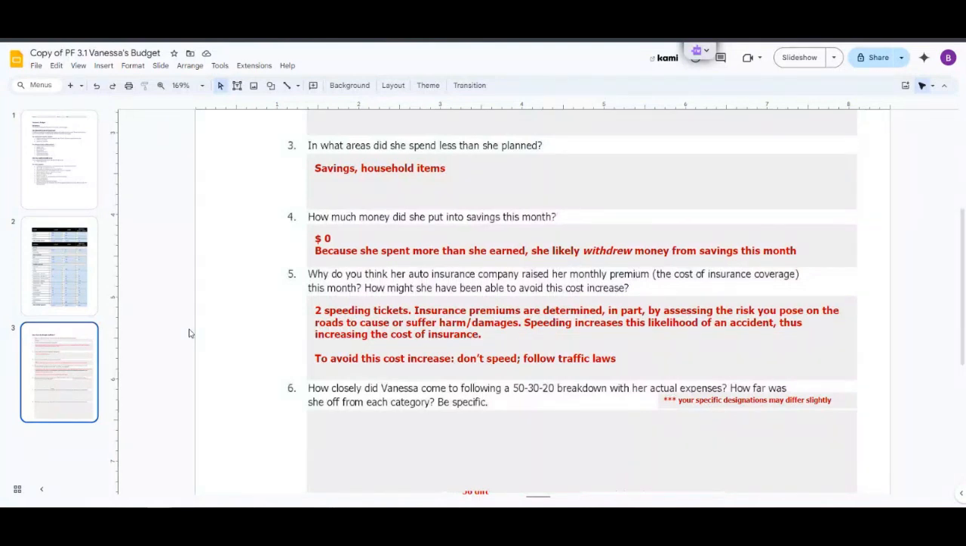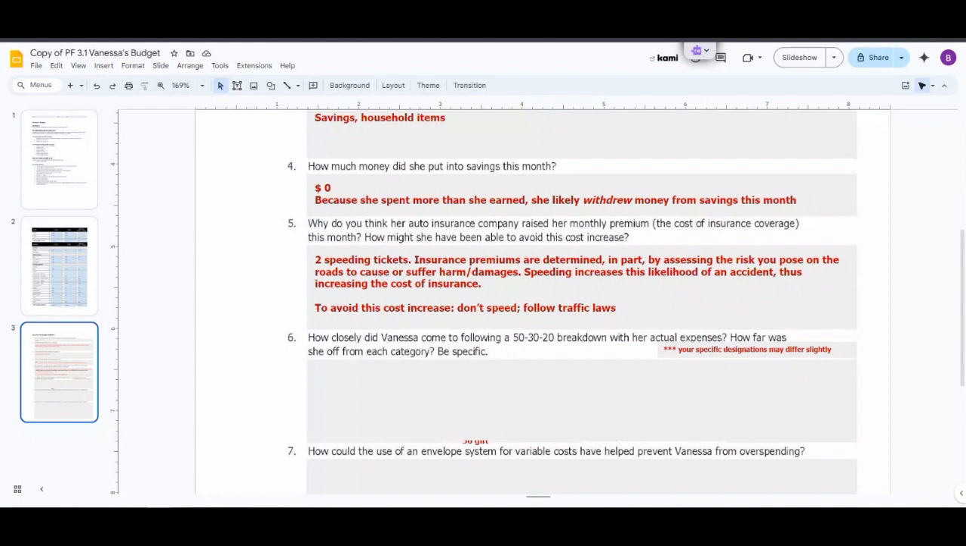Follow the traffic laws. As some of your worksheets were coming in, I was looking at answers, and some of the answers were like, don't get caught speeding, right? Which, yeah, it's true. They're a little bit different. Don't get caught speeding versus just don't speed. So yeah, if you're going to speed, don't get caught, but maybe don't speed in general, right? Follow the traffic laws. Number six, how closely did Vanessa follow a 50, 30, 20 breakdown?